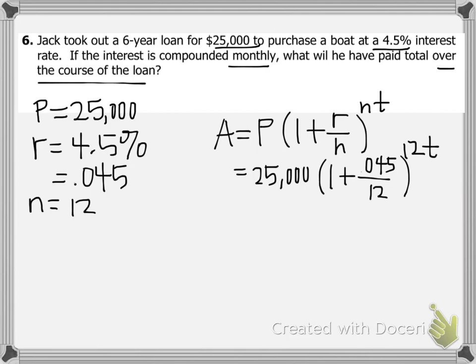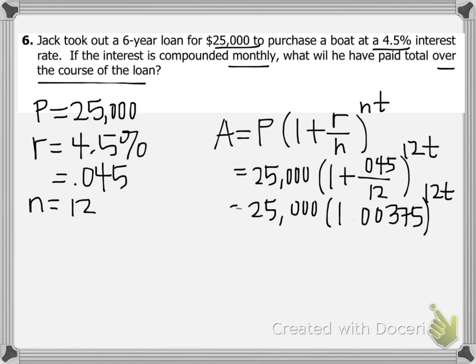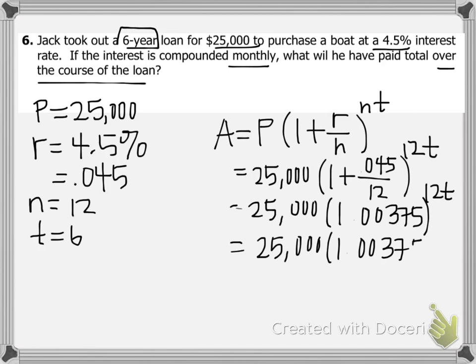When we do this division, first we want 0.045 divided by 12, which is 0.00375. So this is going to be $25,000 times 1.00375, and all of this is going to be raised to the 12 times t. Well, 12 times t, what is our t? Our t is time, 6 years. So I'm just going to plug that in. You're going to raise that exponent, 12 times 6, which is 72. So now you'll multiply: 1.00375 raised to the 72nd power. It's a lot. And then you're going to multiply that times 25,000.